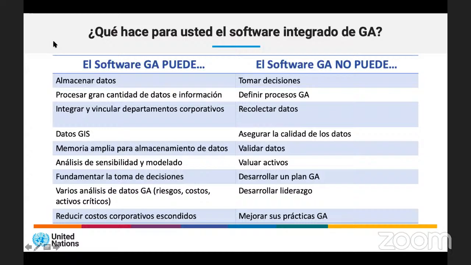What can integrated asset management software do for you? Well, it can store data. Yes, that's true. It can process a large amount of data and information. Using a GIS, geographic information system, can give you very precise asset location, and also let you see the asset system, not only the assets, but how they are combined as a system, let's say water supply with roads and other data. Large memory use can also help you.